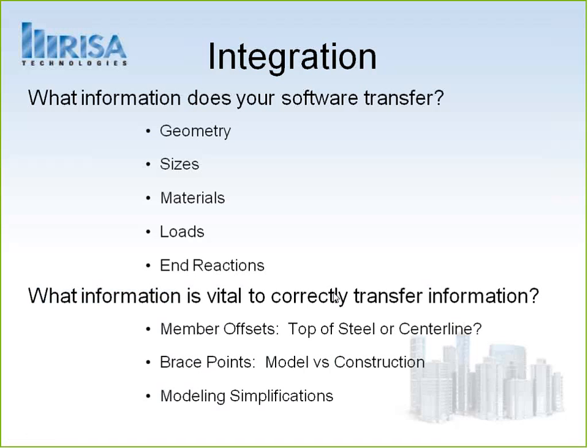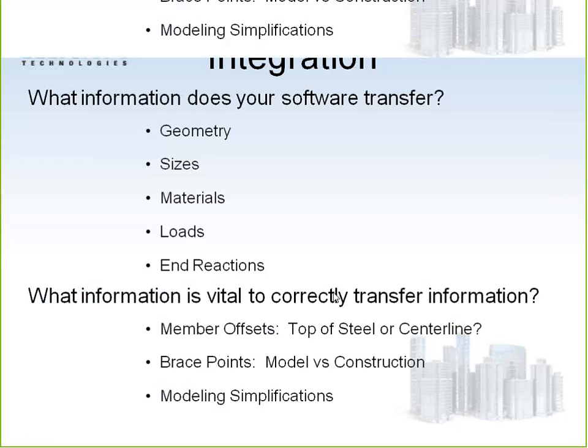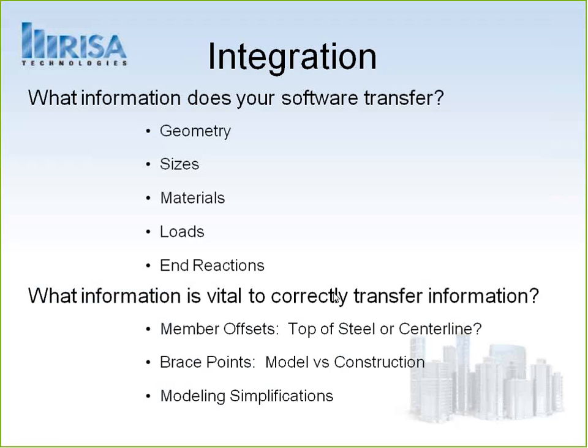Then what information is vital to correctly transfer information? Member top offset. One of the things that's important to note while you're building your model is whether you are building it top of steel or centerline. In RISA-3D, we're going to be building things as centerline. In RISA-Floor, you're a little bit more top of steel. You understand it's a floor model, so it's a building and it has things that line up with the top of floor or top of steel.